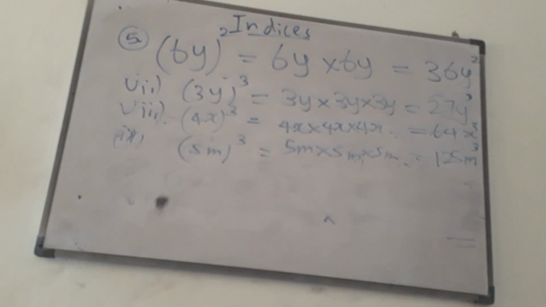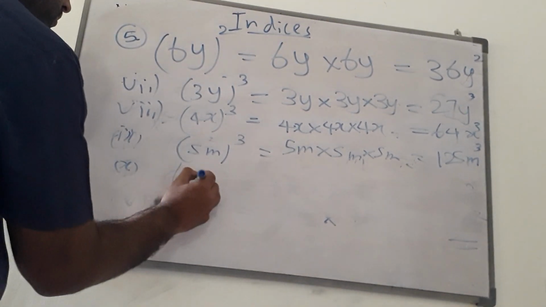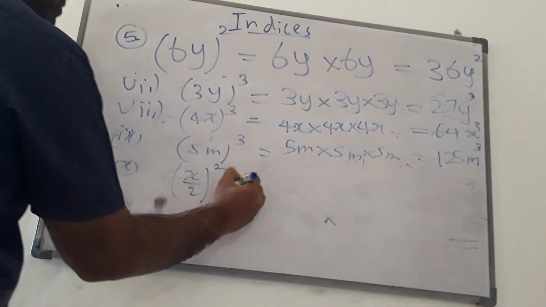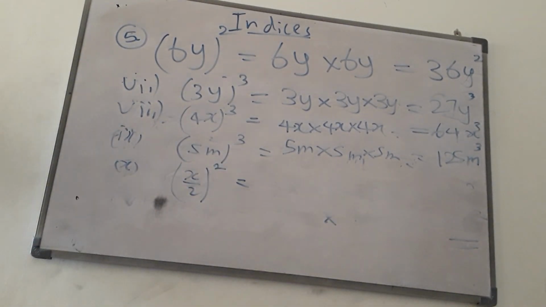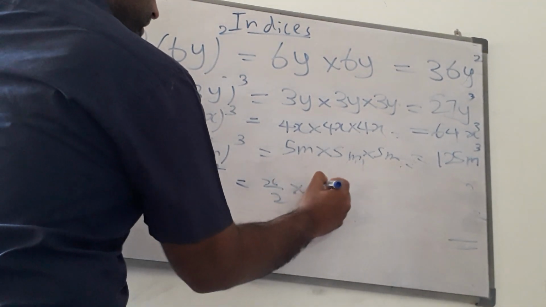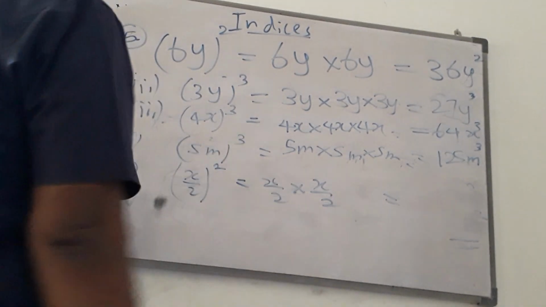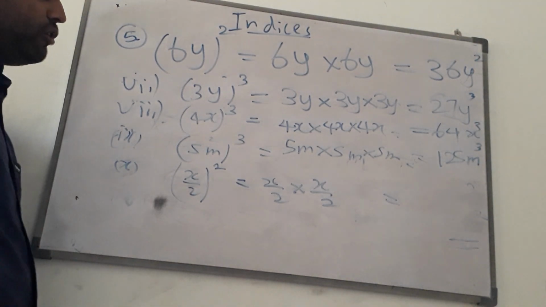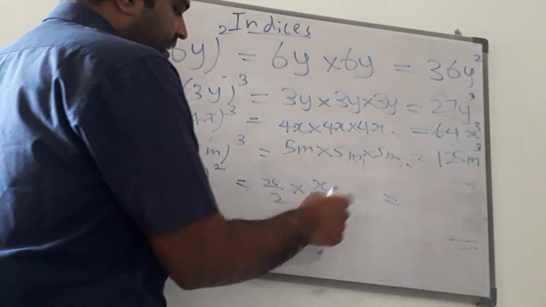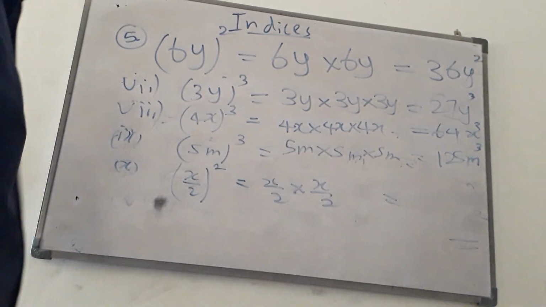Now there's a new type, that is x over 2 all together to the power 2. We can write it like this: x over 2 times x over 2. Now 2 is below x, acting like the denominator, so we have to multiply 2 by 2 here, and above, in the numerator, we have to multiply x by x.